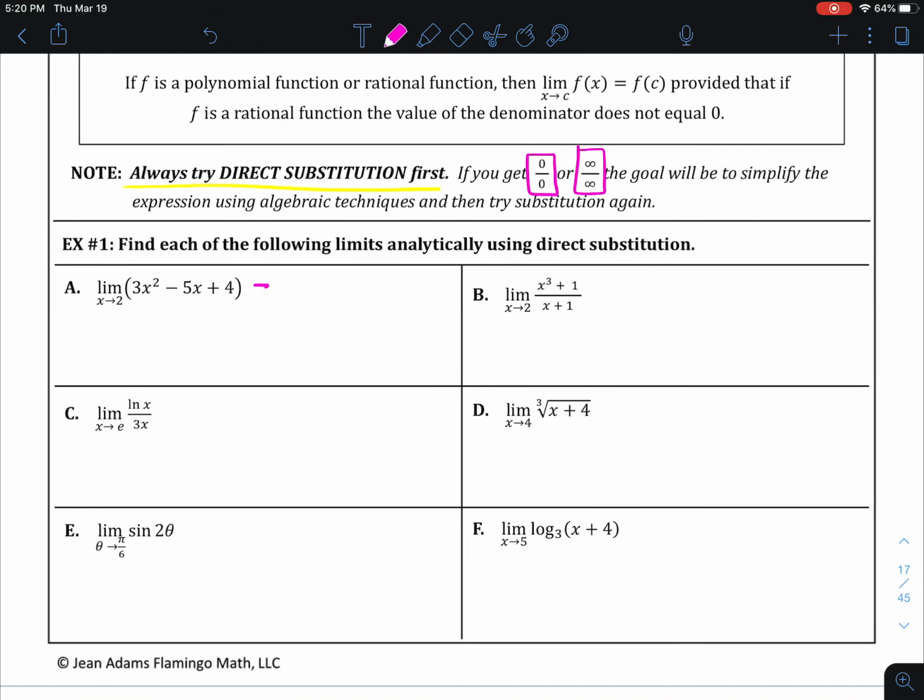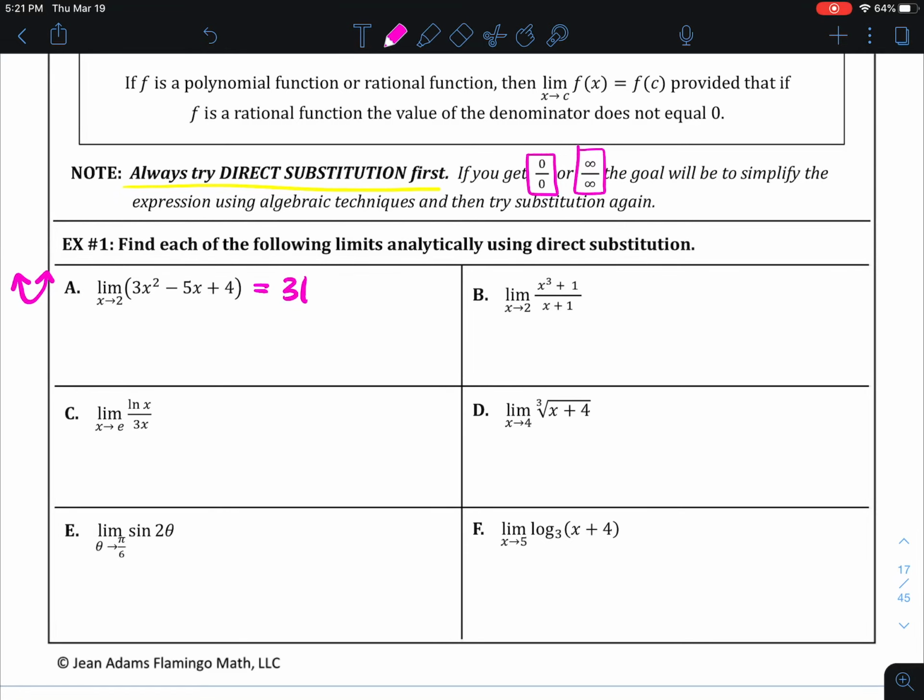So if I were evaluating the limit as x approaches 2 of 3x squared minus 5x plus 4, all I need to do is think about this graph, and I think we all know by now that's an up-facing parabola. And from there, what you want to do is directly substitute into where x is. This is because this is a parabola. It's a continuous function. Every limit is going to be its point.